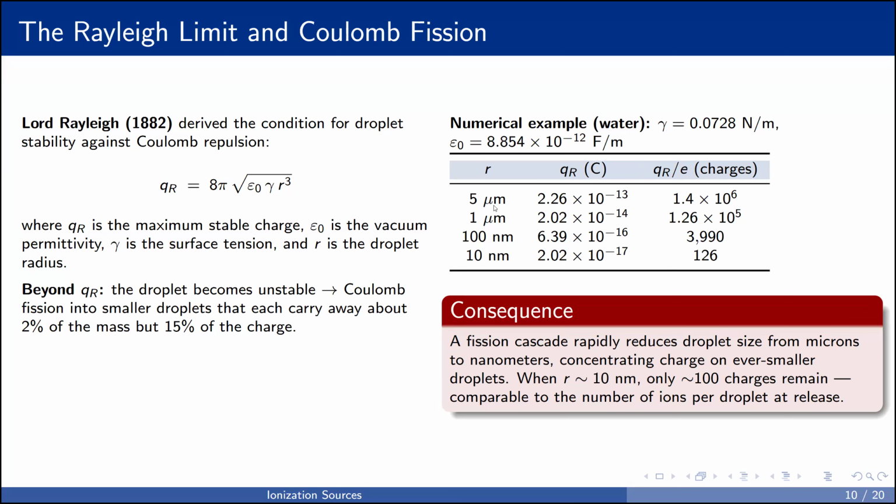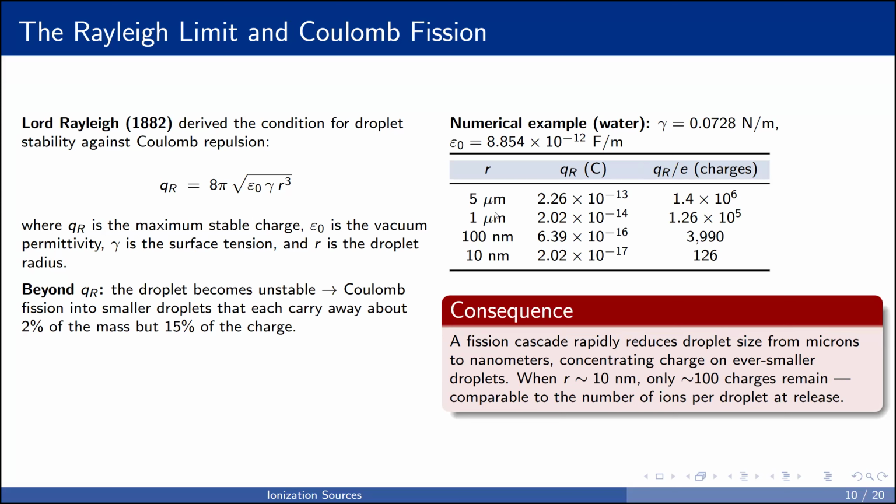Let's compute for water droplets. Surface tension of water is about 0.073 newtons per meter at room temperature. A 5 micron droplet, which is roughly where ESI starts, can hold up to about 1.4 million elementary charges. That's enormous. A 1 micron droplet can hold about 125,000 charges. A 100 nanometer droplet can hold about 4,000 charges. A 10 nanometer droplet, which is the scale at which ions are released, can hold about 126 charges.